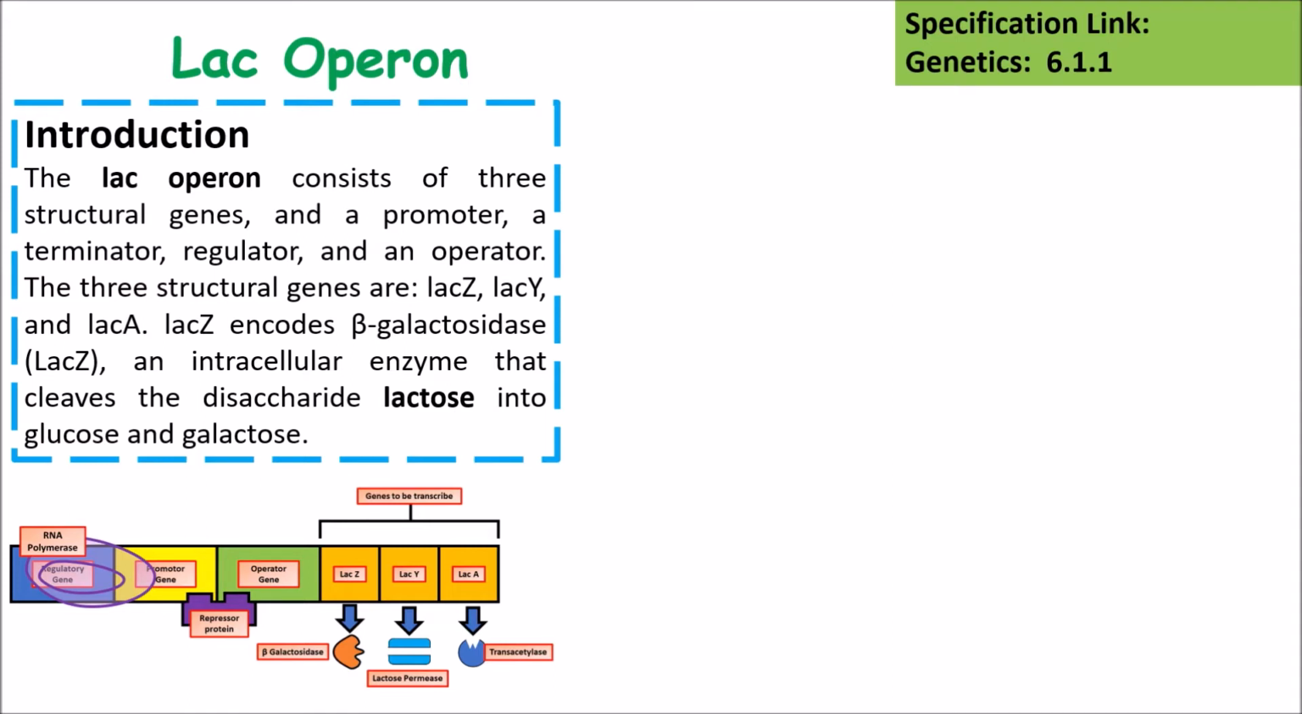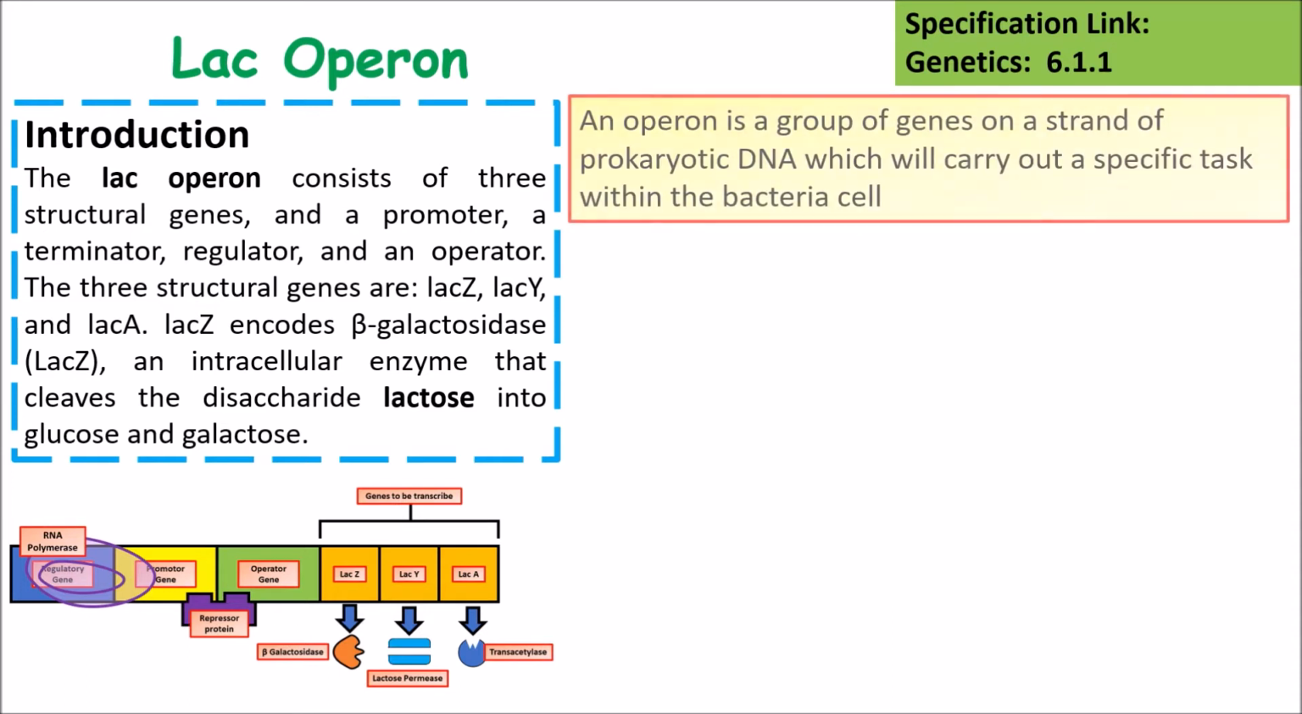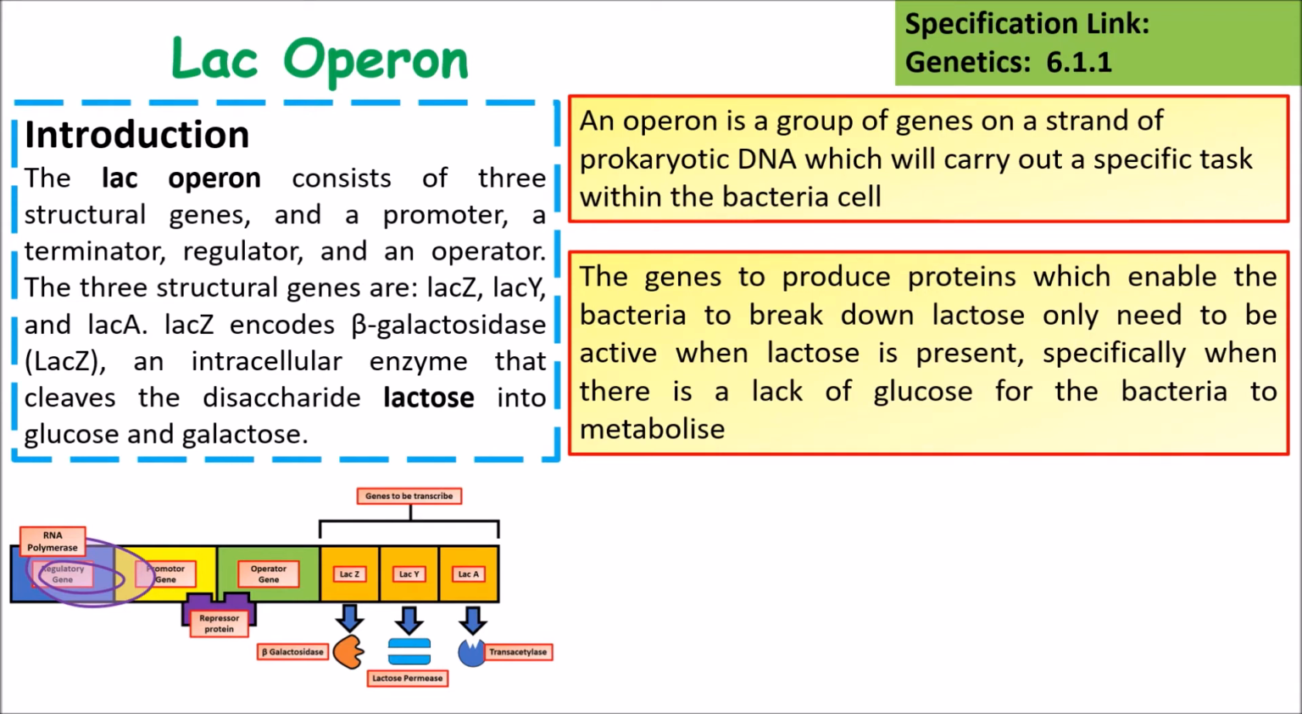Lac Z encodes for the enzyme beta-galactosidase. Lac Z encodes for an intracellular enzyme that enables more lactose to enter into bacterial cells. So an operator is a group of genes within prokaryotic DNA that carry out a specific task within the bacterial cell. The genes to produce proteins which enable the bacteria to break down lactose only need to be activated when lactose is present, specifically when there is a lack of glucose for the bacterial cell to metabolize.